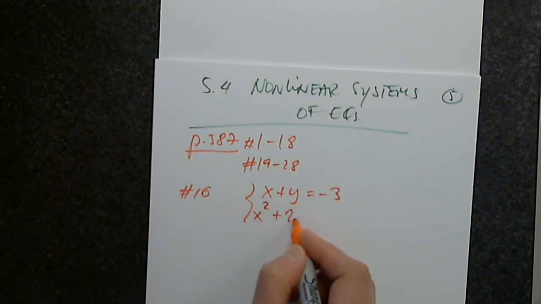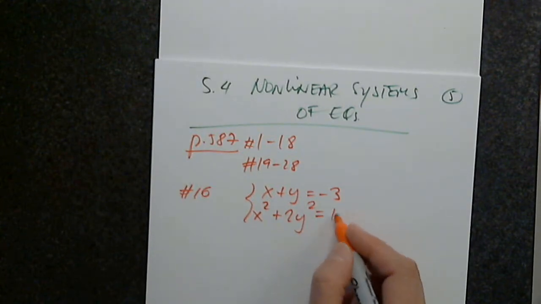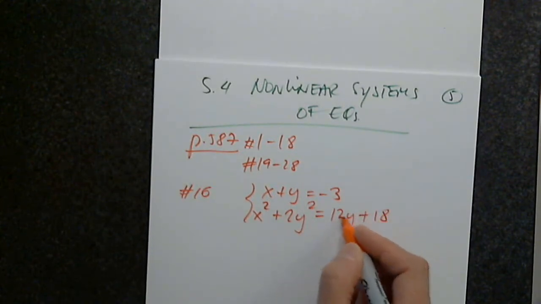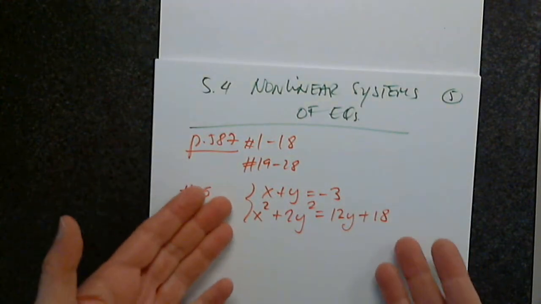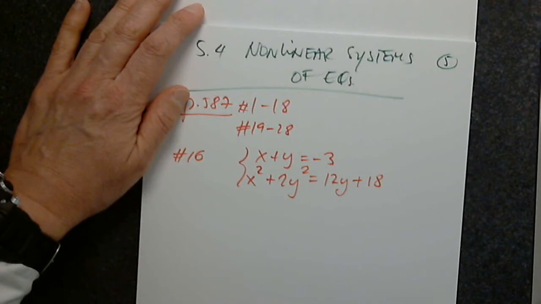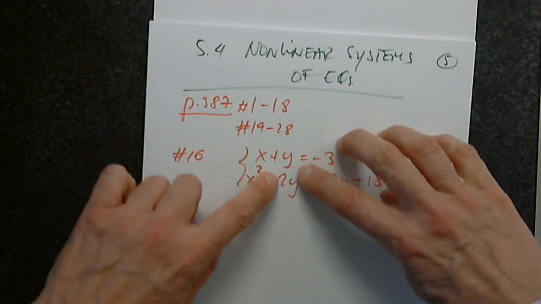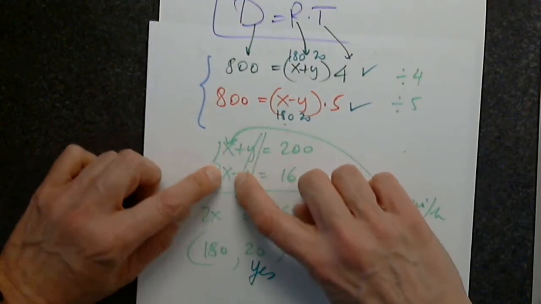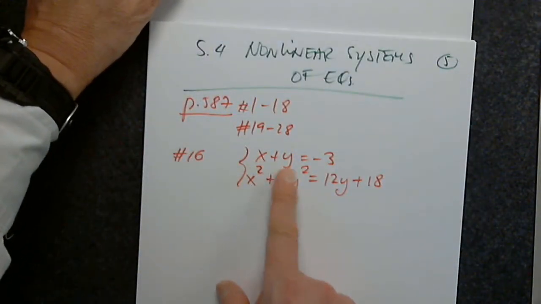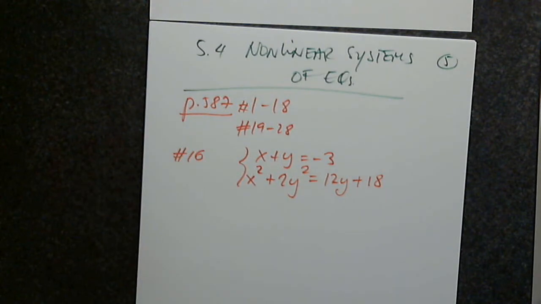x squared plus 2y squared equals 12y plus 18. Yes, it's more work because it's x squared and y squared and 12y and maybe a term with x. But the idea is the same. Now, first of all, I would like to clean this up a little bit, but I can't really. I cannot use elimination. Their variables are not the same. Here, I was able to use elimination because I had x, and y, and -y. But here, I have x squared. I can't combine with x or anything. So the only option I have here is substitution.